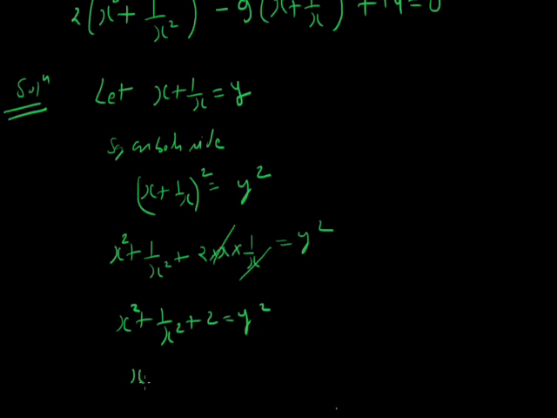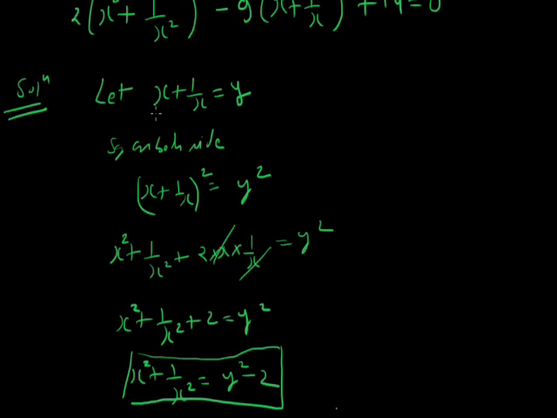यहाँ से हम x square plus 1 upon x square की वैल्यू निकाल सकते हैं. तो x square plus 1 upon x square is equal to y square minus 2, and the value of x plus 1 upon x equals y. Now we are substituting these values in the given equation.